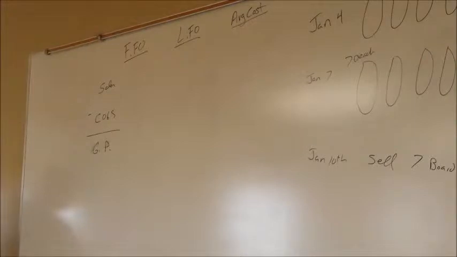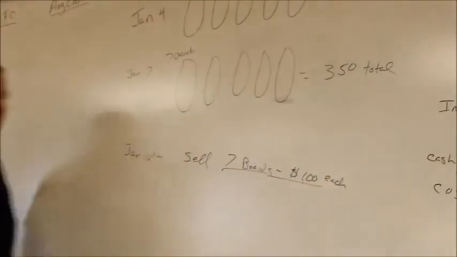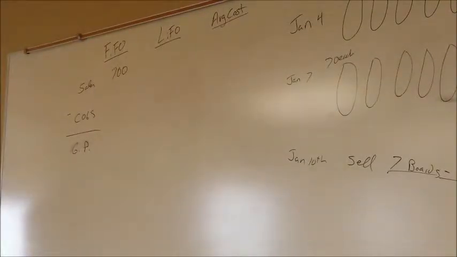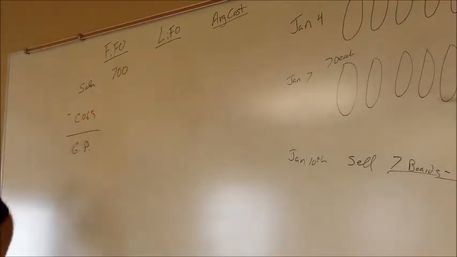This isn't hard. 700. Yeah, sales. Sold 7 boards, $100 each. $700 in sales. Now, the little bit more difficult part is the cost of goods sold. How much am I going to have to journalize and put down eventually on my income statement as total cost of goods sold?